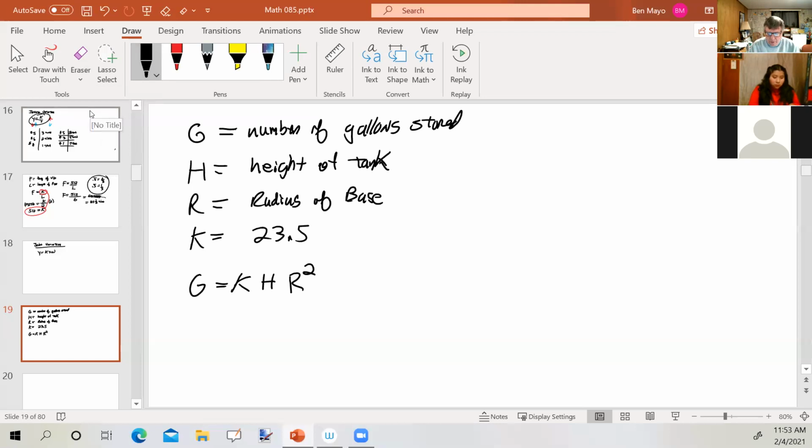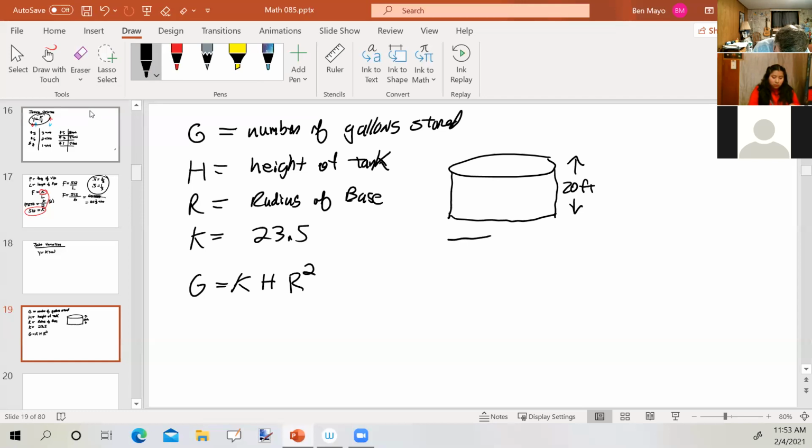Okay. Now, I'll draw a picture of the tank that has some information listed in it. And it says, let's see, from here to here is 20 feet. And from here to here is 15 feet. All right. So we're trying to determine the number of gallons, which is G. That equals K, 23.5 times H. Based on the drawing, what is the height of the tank?